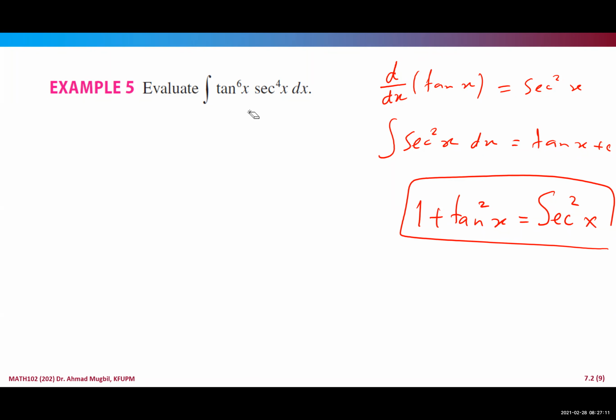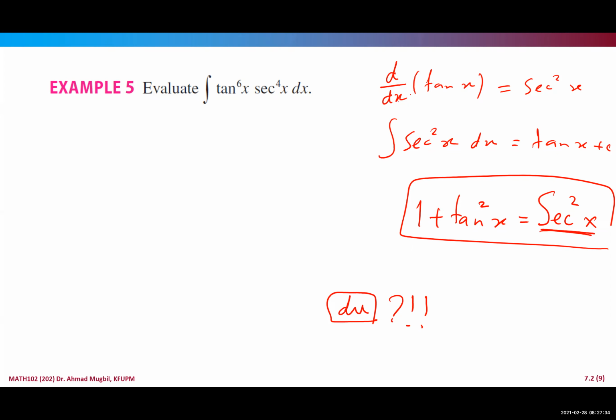So what do you think, ya shabab? What is the strategy here? Who can give me an idea about how to find this integral? What is the factor that we should save here? What is the factor that we need to take as du? Secant squared. Yes, ya Abdul Malik, ahsan, secant squared.